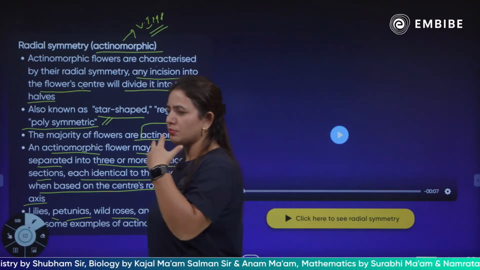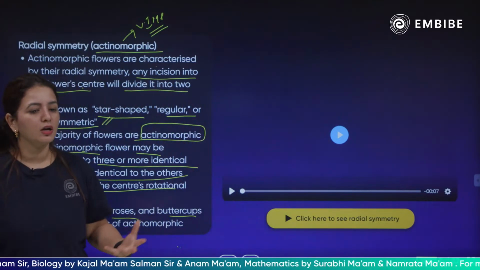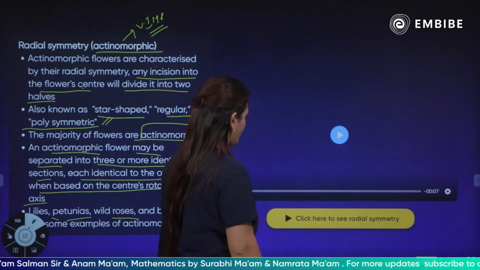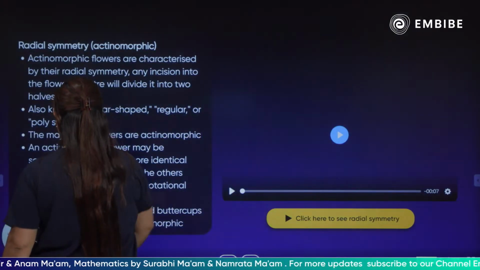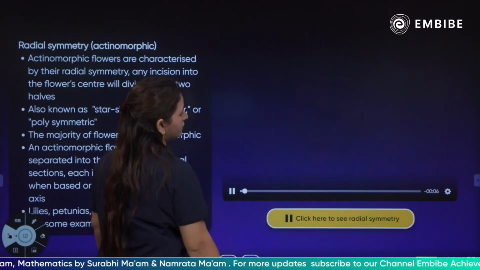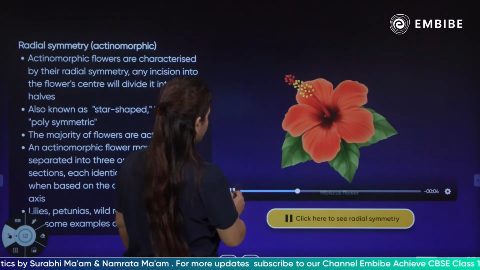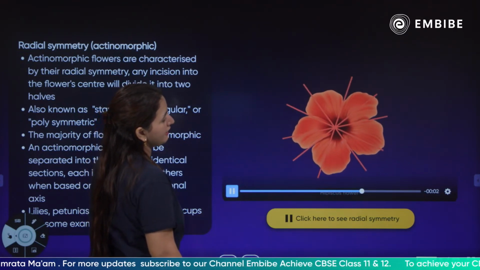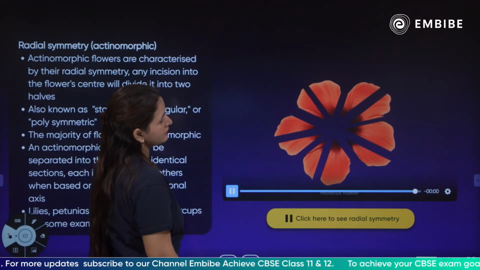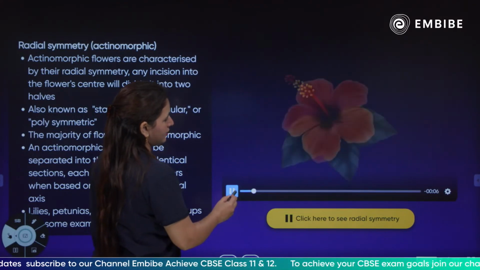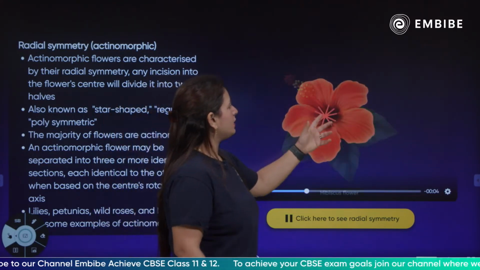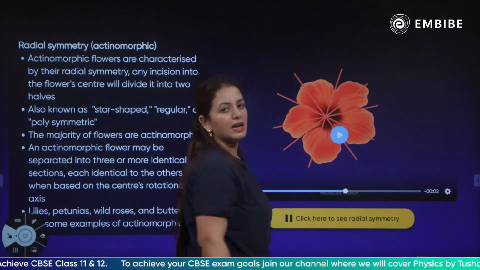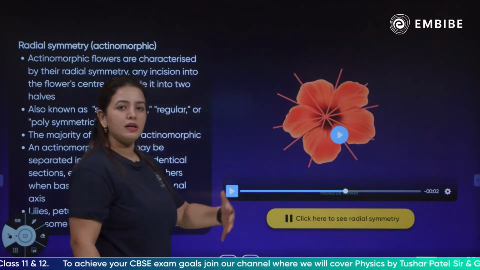So, let us have a clearer picture of what exactly I am talking about. Let us see what exactly the radial symmetry is that I was talking about. Let us click on this button and see what radial symmetry is. As you can see, children, through any radial plane, see again, this flower, if I cut it through any radial plane, it will divide into equal parts.